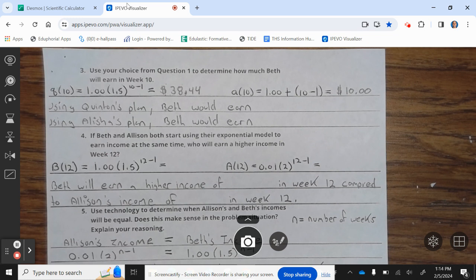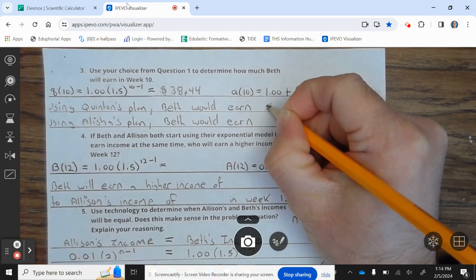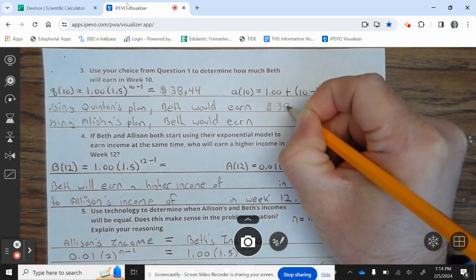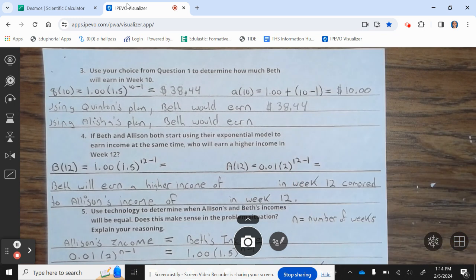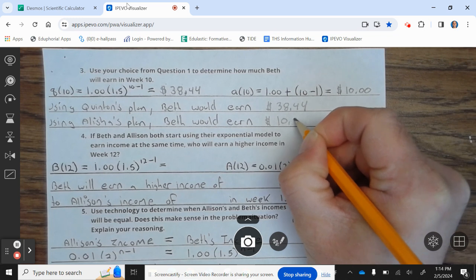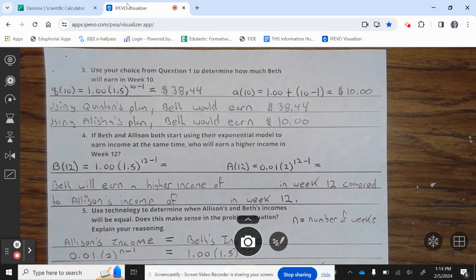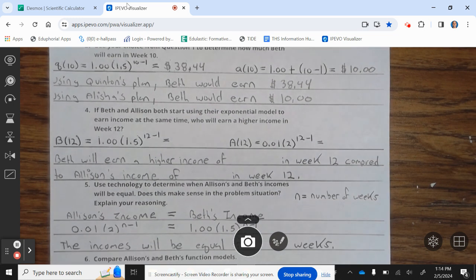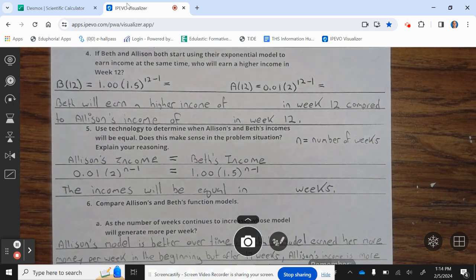Using Quentin's plan, Beth will earn $38.44. And using Alicia's plan, Beth will earn $10. All right, go and finish up number 3. Let's take a look at number 4. Beth and Allison both start using their exponential models to earn income at the same time. Who will earn a higher income in week 12?